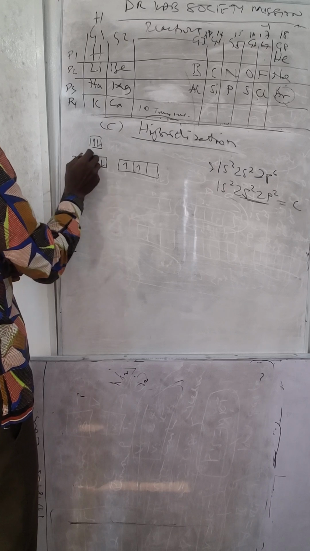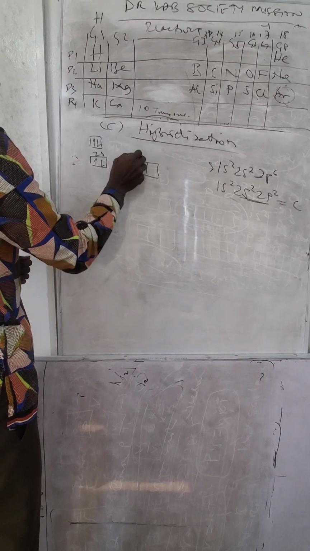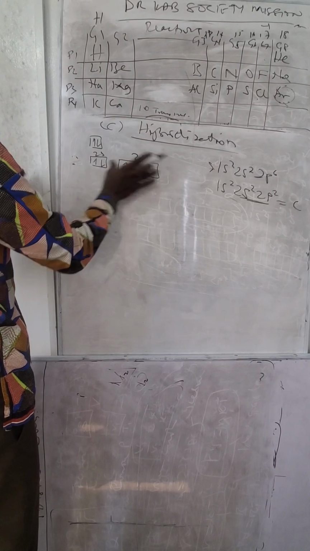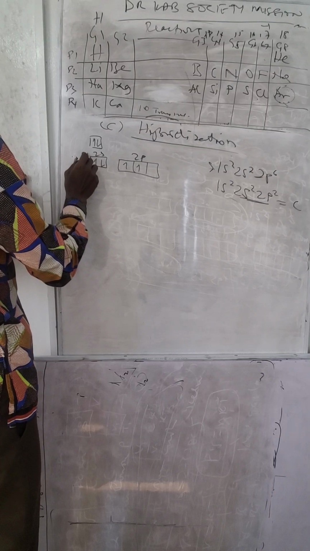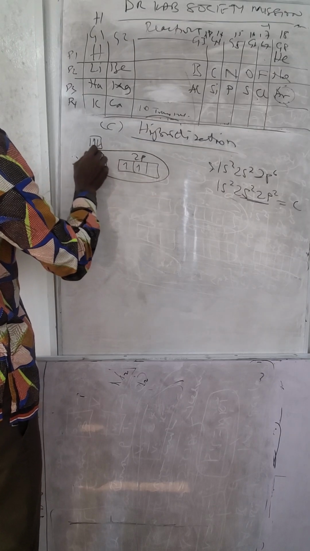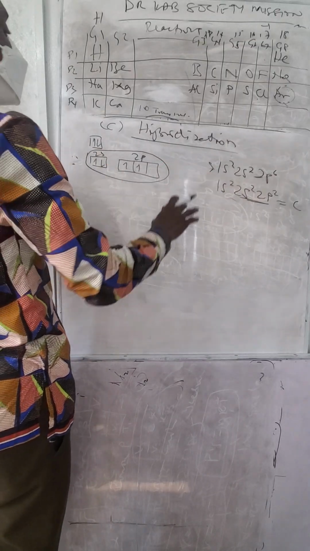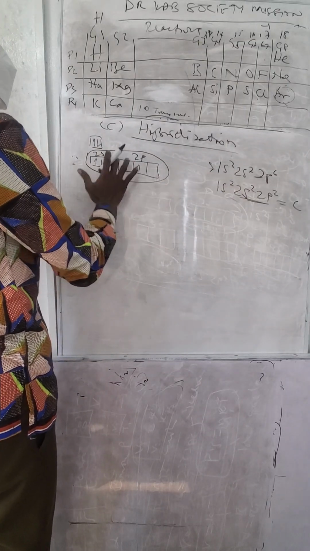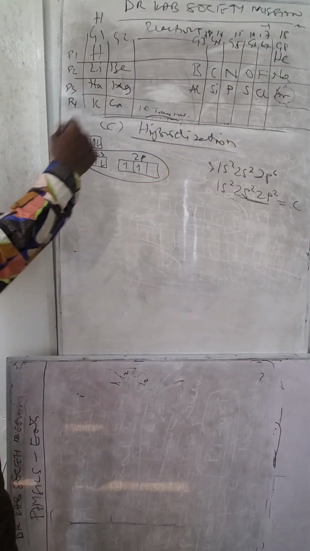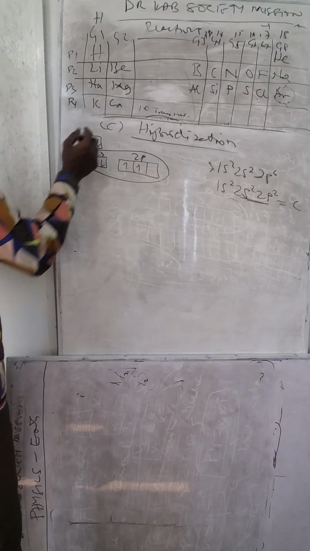Okay, this is 2s, this is 2p. They have the same energy level, so they can be mixed. That is what we call hybridization. When they are mixed, they attain the same energy level. Then they can use any of the orbitals to form bonds. So this is carbon.